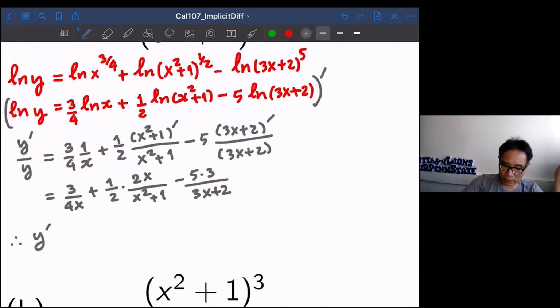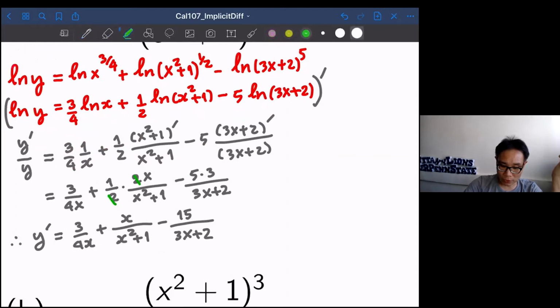So you solve for y prime. The 2 and 2 cancel, so you get 3 over 4x plus x over x squared plus 1 minus 15 over 3x plus 2. You see that you have y prime over y on this side, so you multiply the whole equation by y to move it. This is your final answer.